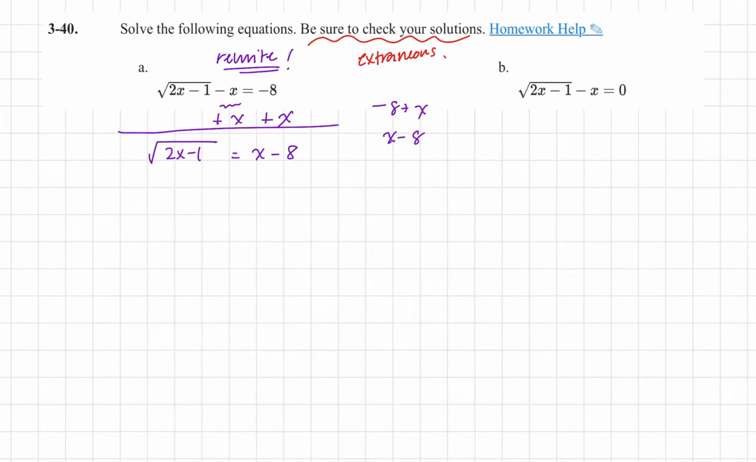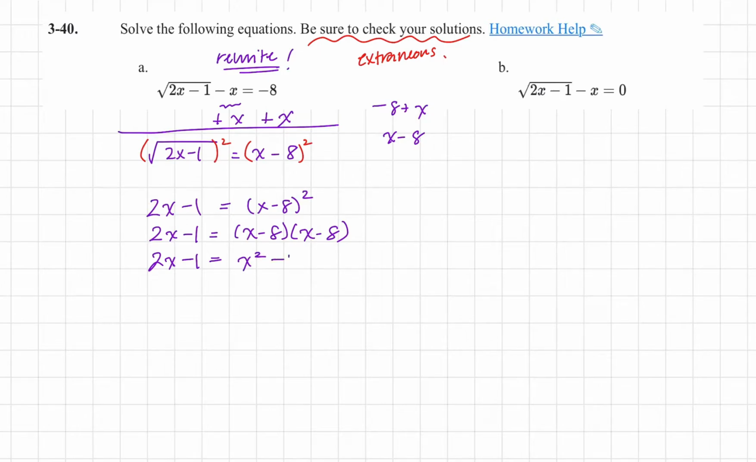So then now we get to do the undoing method by getting rid of the square root, squaring both sides. Okay, now we can square both sides. So 2x minus 1 now is x minus 8 squared, which we're going to have to expand. So x minus 8 times x minus 8. Which becomes x squared minus 16x plus 64. Because you have minus 8x and minus 8x, which becomes negative 16x.